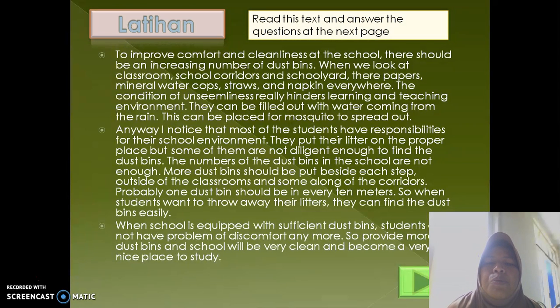The numbers of the dustbins in school are not enough. More dustbins should be put beside each step, outside of the classrooms and some along the corridors. Probably one dustbin should be in every 10 meters. So when students want to throw away their litter, they can find the dustbins easily. When school is equipped with sufficient dustbins, students do not have problem of discomfort anymore. So provide more dustbins and school will be more clean and become a very nice place to study.